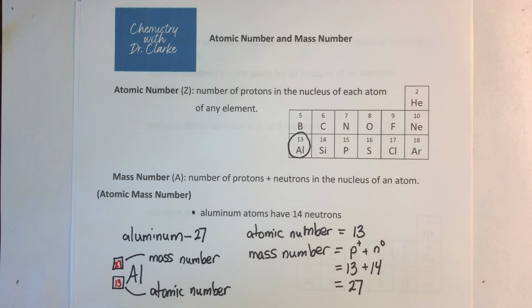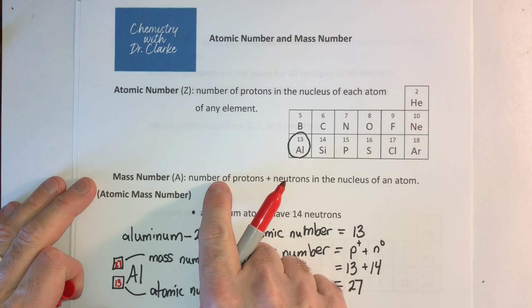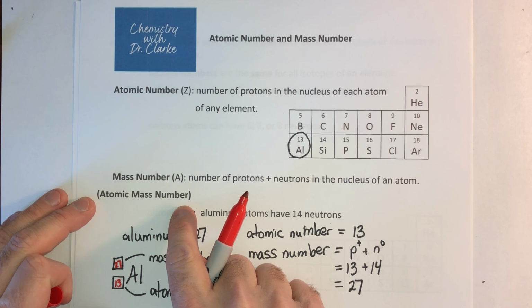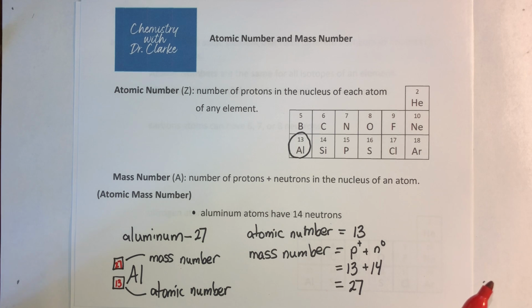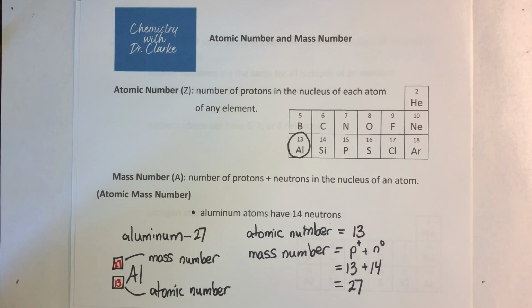Now, before we move on to the next topic, we should also note that mass numbers are often referred to as atomic mass numbers. And when I say often, I really should say sometimes. And when I say sometimes, I should really say almost never.